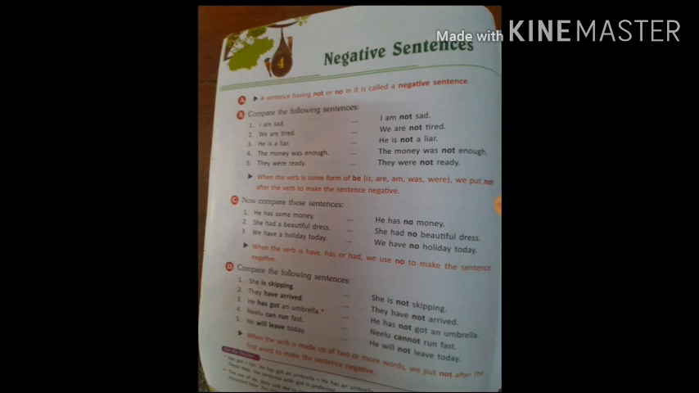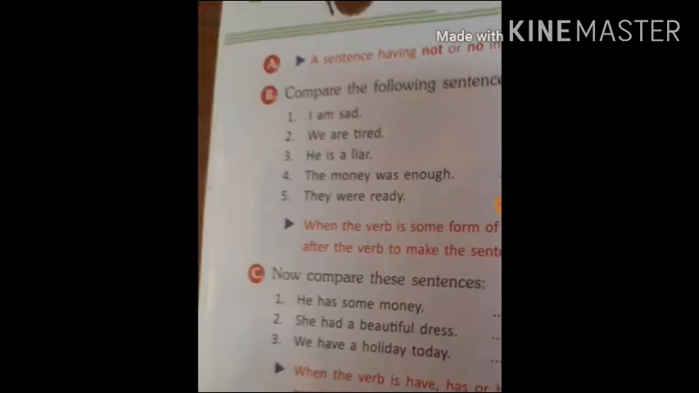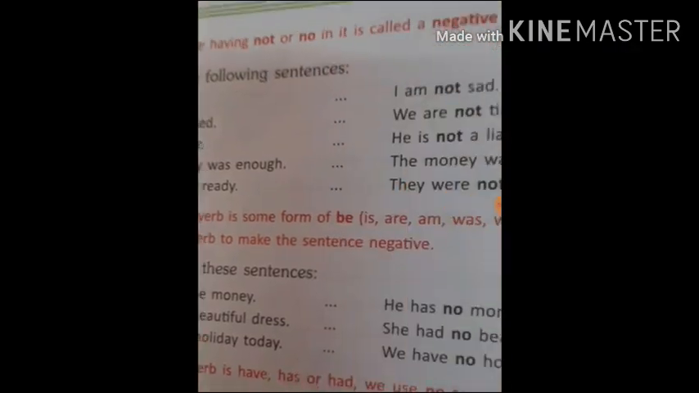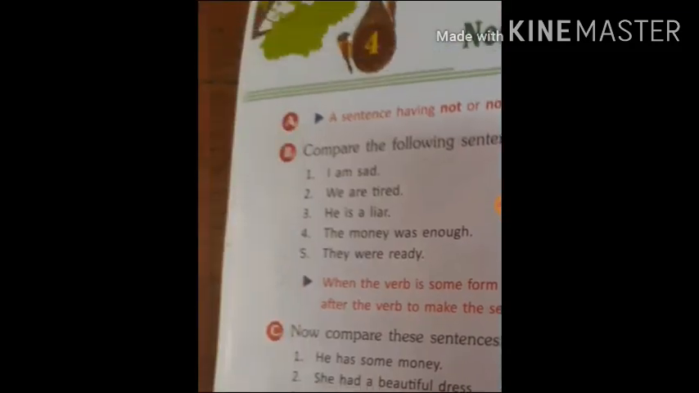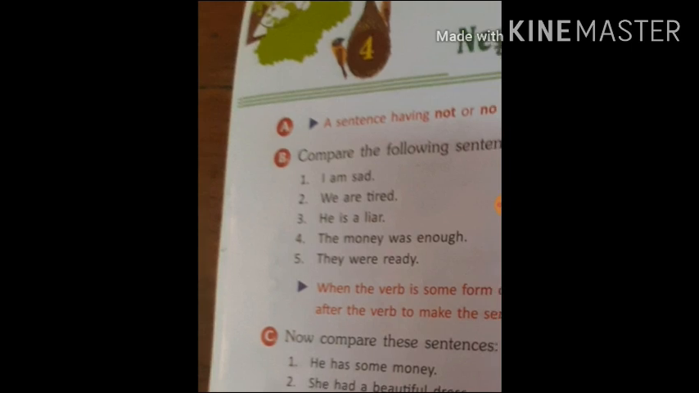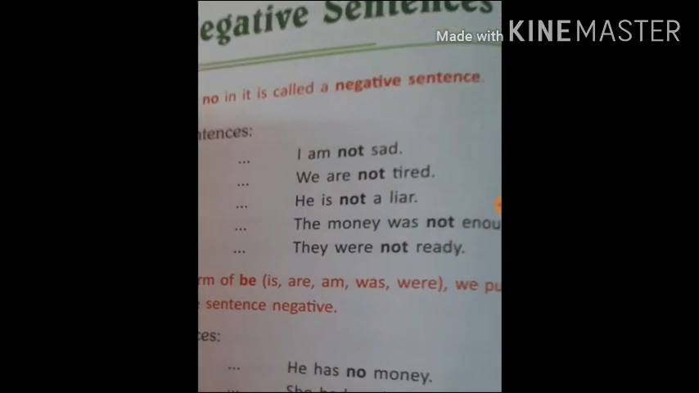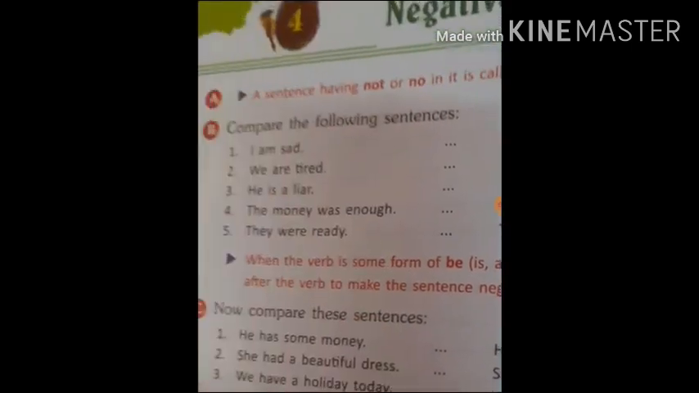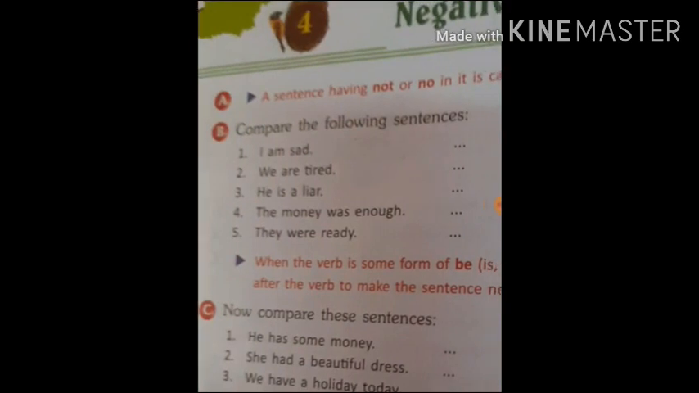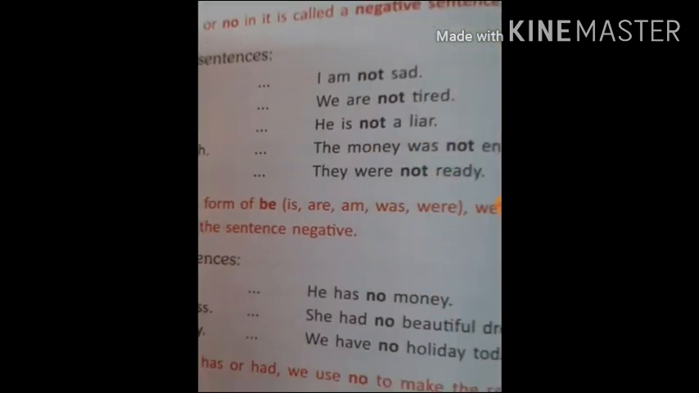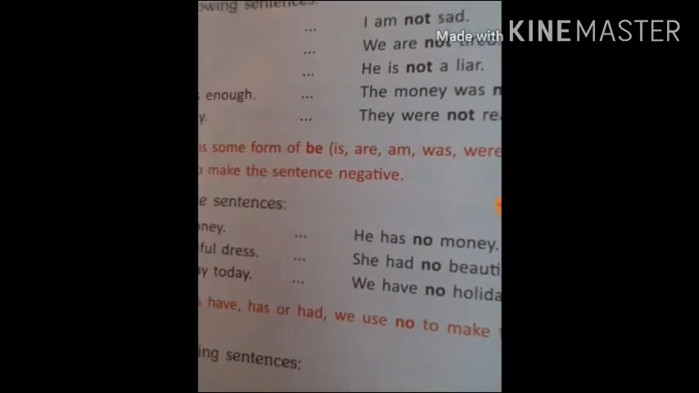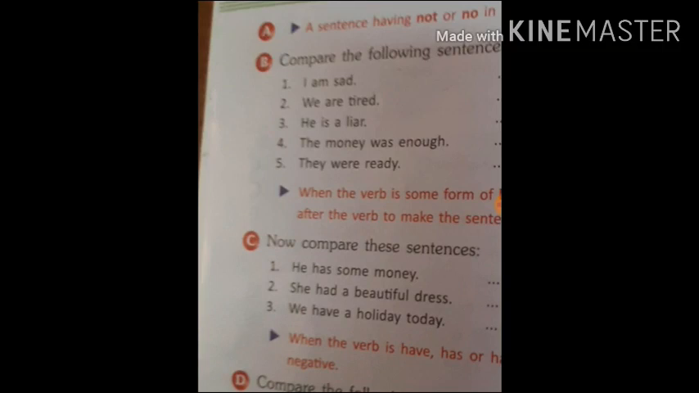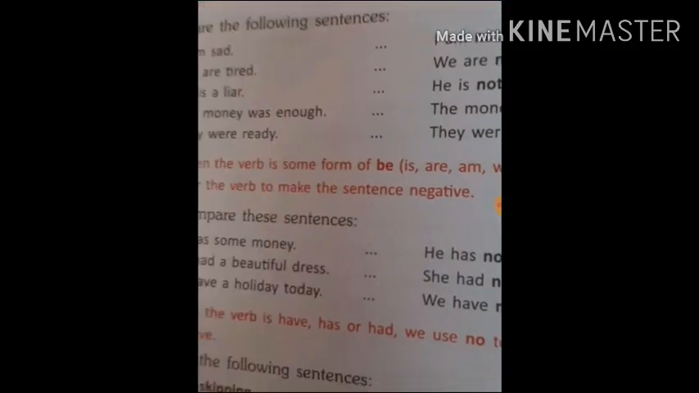Now let us compare the two sentences. In exercise B, it is said, compare the following sentences. I am sad becomes negative when it is written as I am not sad. Number 2: we are tired, we are not tired. He is a liar, he is not a liar. The money was enough, the money was not enough. They were ready, they were not ready.